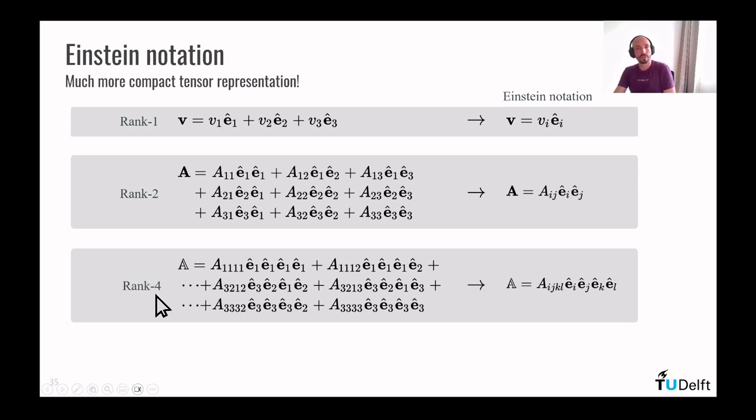For a rank 4 tensor, it becomes even crazier, because then we have 81 components. We would have to write 81 components. It's completely impractical to use this type of notation. But if we use Einstein notation, we can just represent this tensor like this one. So we have I sub ijkl in the directions e hat i, e hat j, e hat k, e hat l. This is a very, very compact notation.